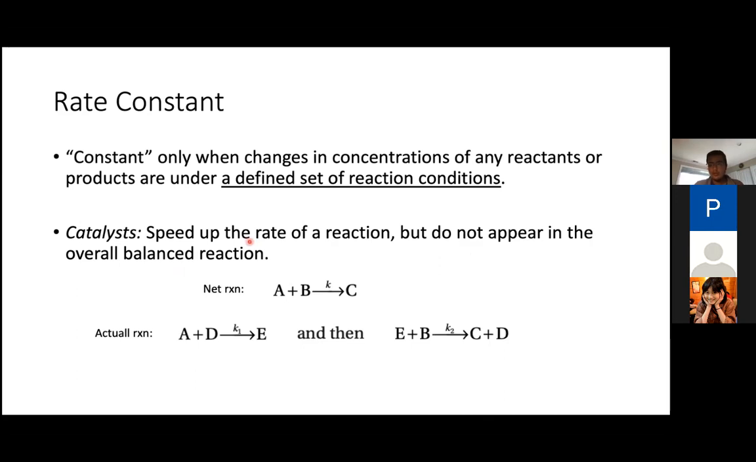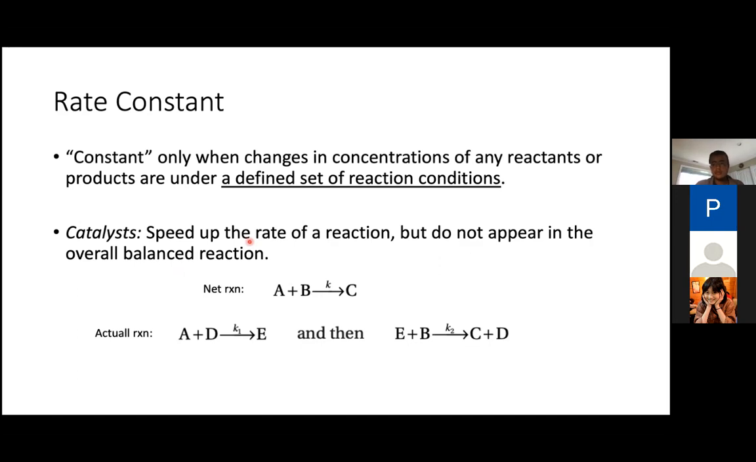So throughout this past hour, you've heard the term rate constant a lot, but in reality, even though it's a constant, this rate constant is only constant under a defined set of reaction conditions. So for example, constant temperature, constant medium. But when these reaction conditions are varied, this rate constant is no longer a constant.